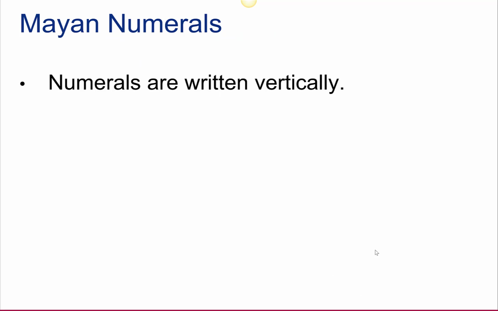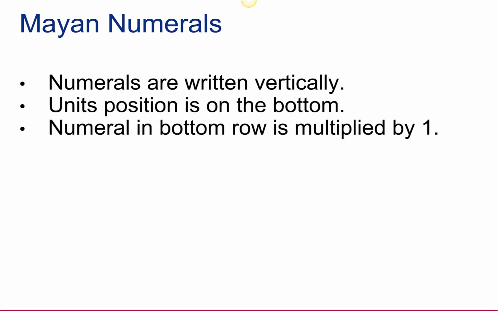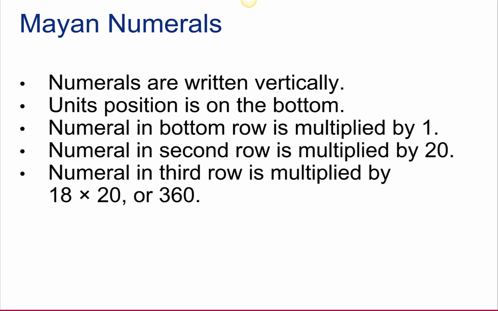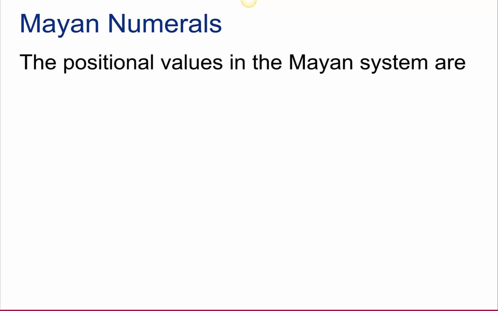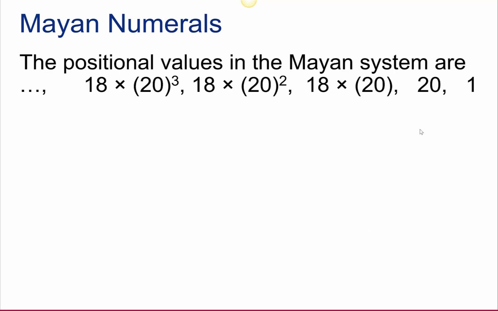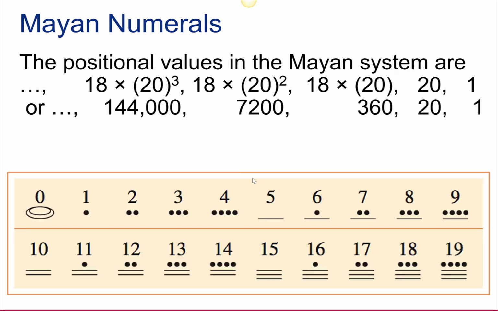The Mayan system. In this system, like the Chinese system, we're going to write things vertically. Units position on the bottom. The numeral in the bottom row is multiplied by 1. The next row by 20. The next row by 18 times 20, or 360. And the next row by 18 times 20 squared, and so forth. So the positional values in this system are 1, 20, 18 times 20, and so forth, or multiplied out. Here's the values of those positions.